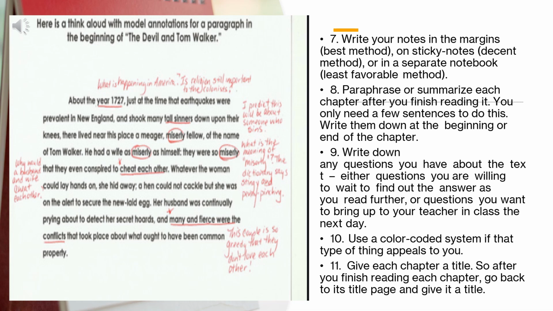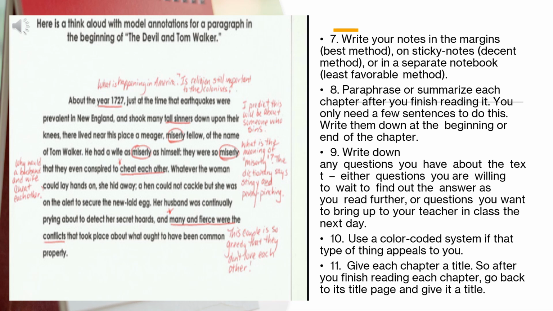So let's have it one at a time. We have here a think aloud with model annotations for a paragraph in the beginning of The Devil and Tom Walker. So what annotations can you notice? You have words being encircled, you have words being underlined, then you have stars on phrases, cheat each other, then many and fierce were the conflicts. Then you have a question, what is happening in America? Is religion still important to the colonists?